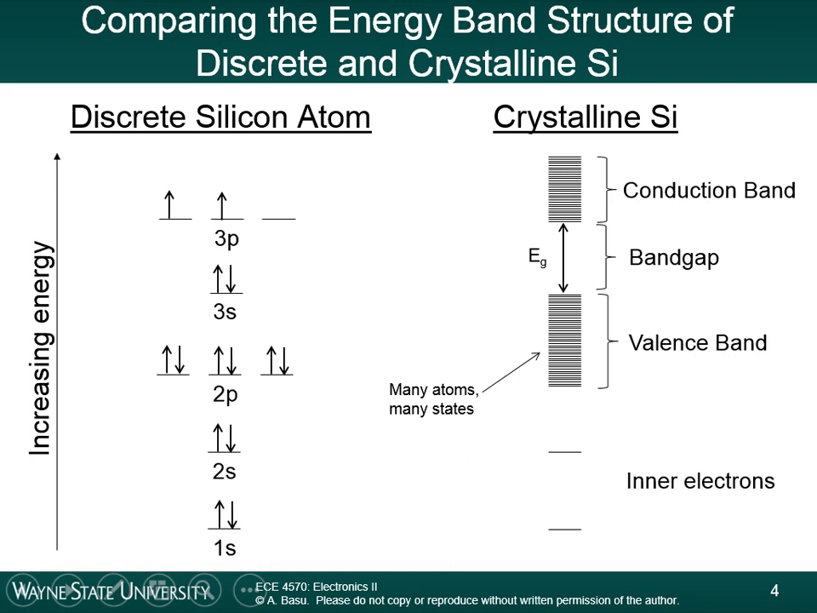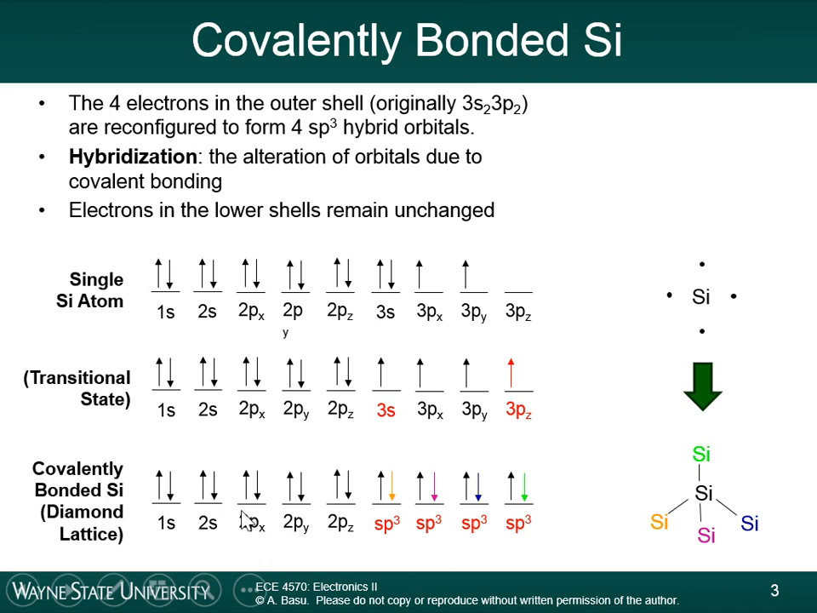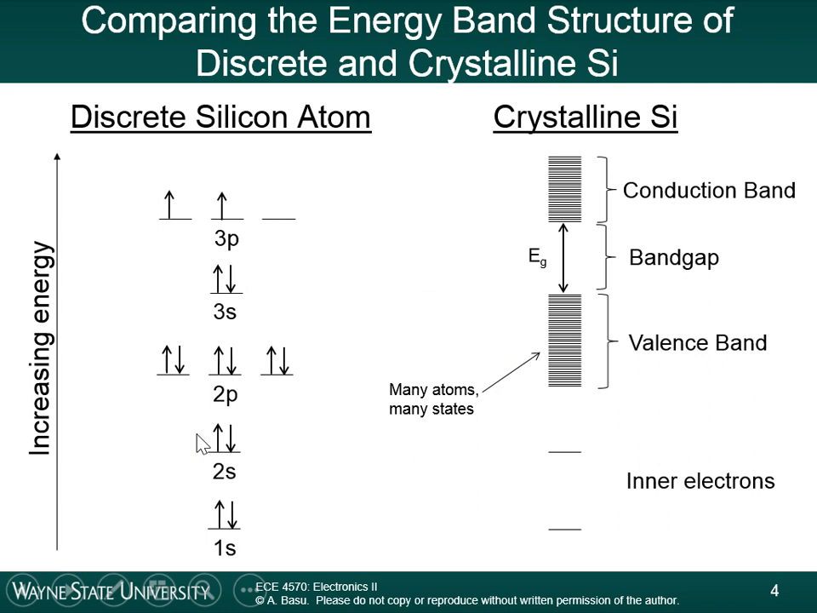And then the inner shell electrons, these energy states look similar to what you saw earlier with the discrete silicon atoms. Going back to this slide, an important point here: what changes is the outer shell energy states, not the inner shell ones. If you notice between these two diagrams, the 1s and the 2s orbitals are still at the 1s and 2s levels here. This part of the energy band diagram has not changed. What's changed is this portion of the diagram.